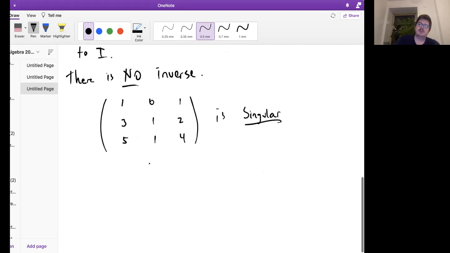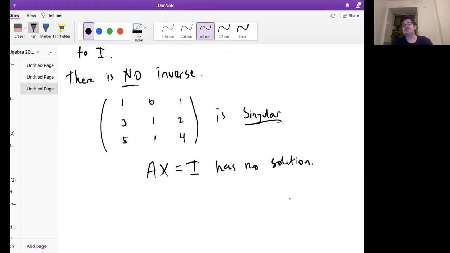So this has no solution. There's another way of expressing that. Okay, so any questions about that? A little better with finding the inverse.